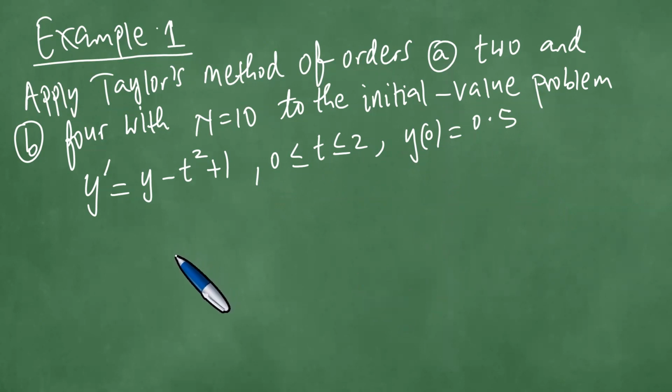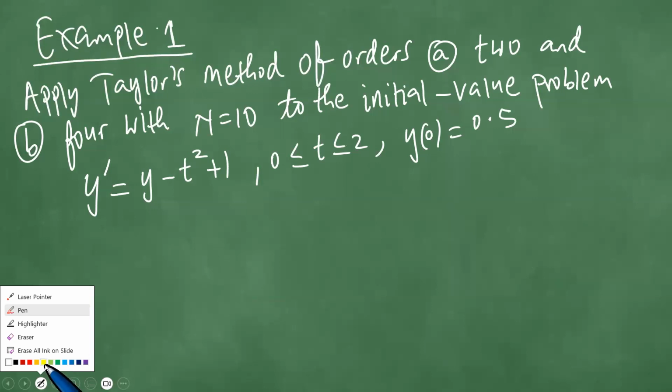We shall do this question now, and then demonstrate how Euler is being used here. You should take note of this particular question. They're saying apply Taylor's method of orders 2 and 4. Because this is a differential equation of order 1, first derivative, we're going to do the second order. Let's do the solution now.